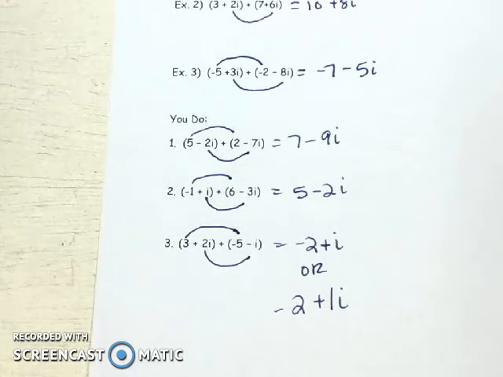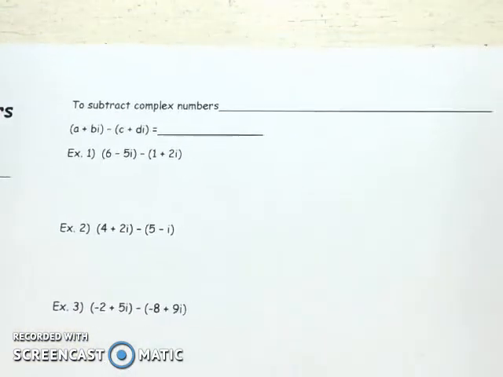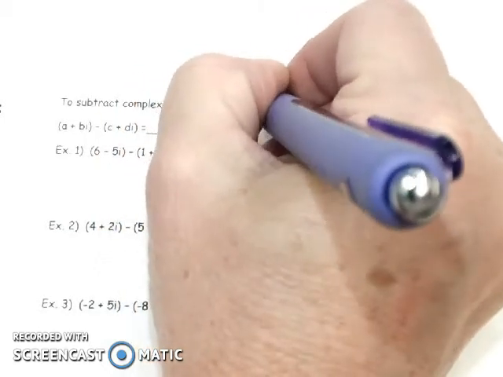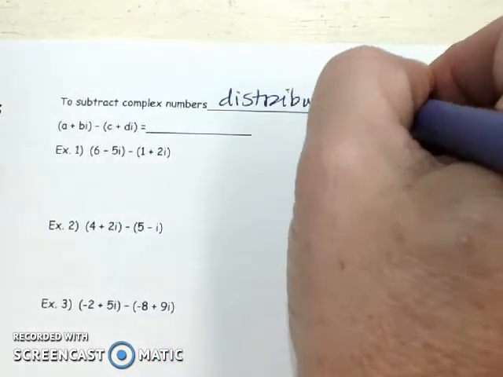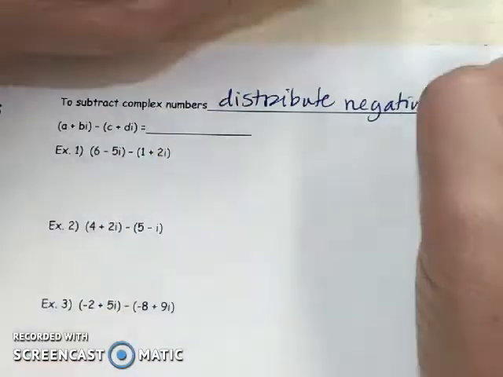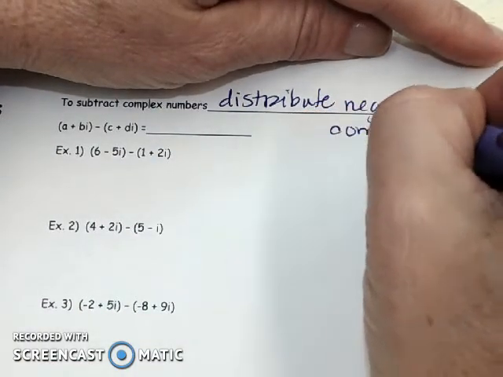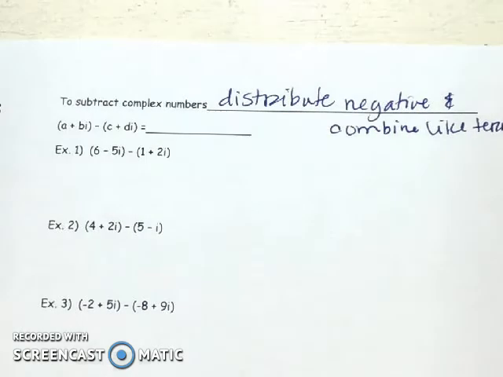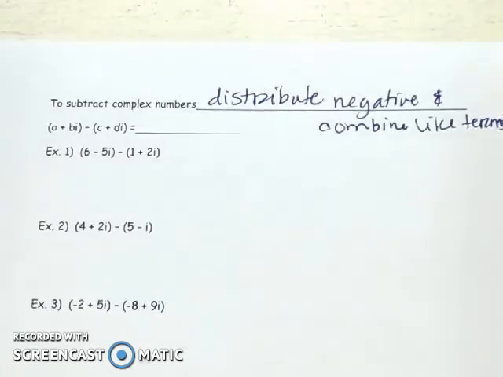Subtraction is equally as easy. The only difference in the subtraction is when you subtract, you have to distribute the negative. I'm writing too big for that little space. And then do the same thing. Combine like terms. So you're going to distribute the negative that's between the parentheses, and then you're going to combine like terms.